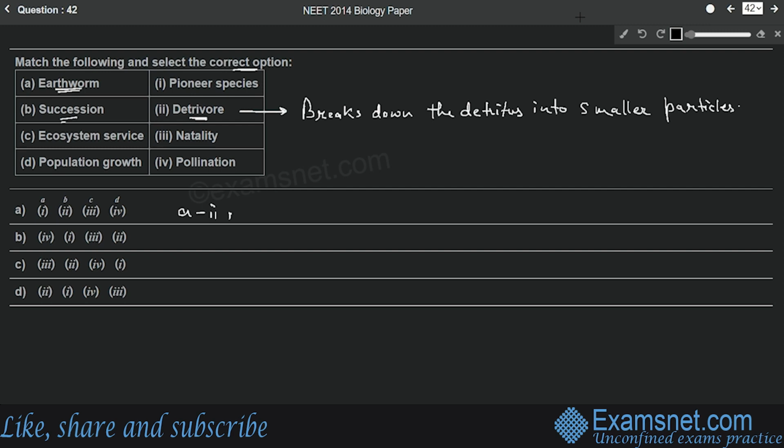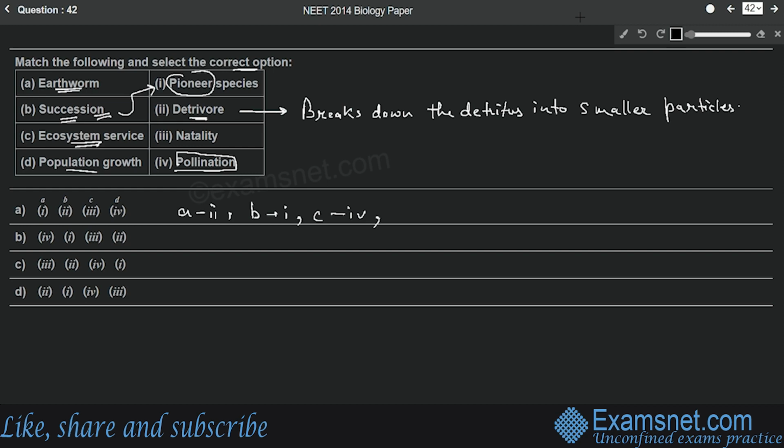Then the second one is succession. Now we know that succession starts from a bare area, and the first species that invade the bare area is known as pioneer species. Okay, so succession is directly related to the pioneer species. That means B will be matched with number 1. Then C, that is ecosystem service, will be matched with pollination, because pollination is an ecosystem service that the pollinating agents offer or provide. Okay, so C will be matched with number 4.